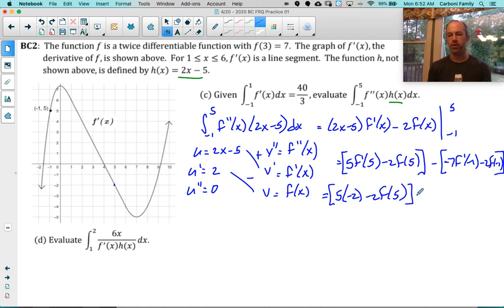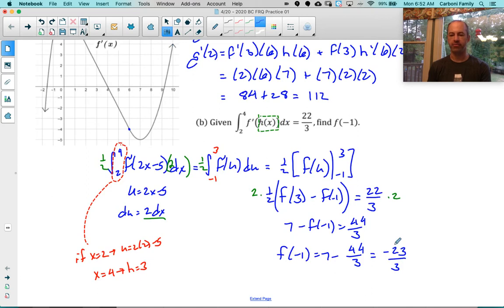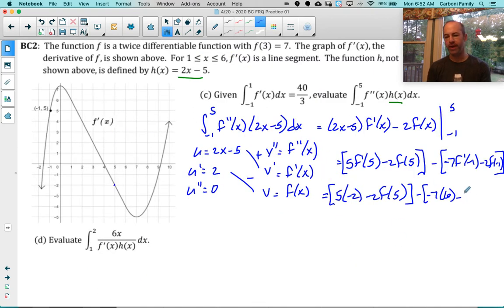And so on to the next one, negative 7 f prime of negative 1 is 6 minus 2 f of negative 1. And here's where having the value of f of negative 1 in part B helps out. F of negative 1 was negative 22 thirds. So now I can import that. So minus 2 times negative 22 thirds. I'll clean that up a little bit. So that's negative 10 minus 2 f of 5, minus negative 42 plus 44 thirds.